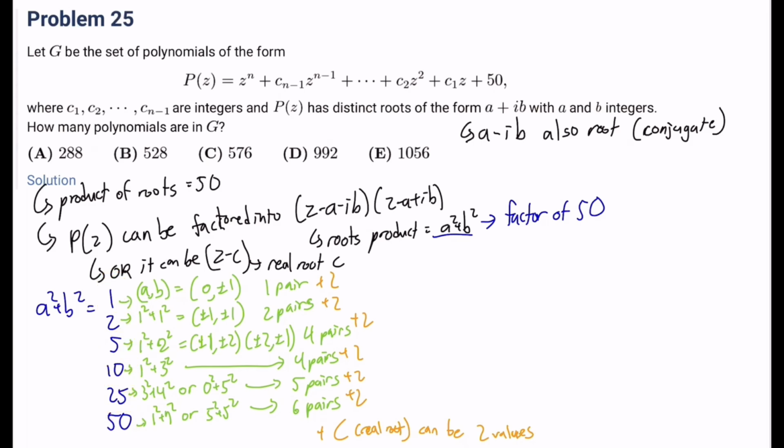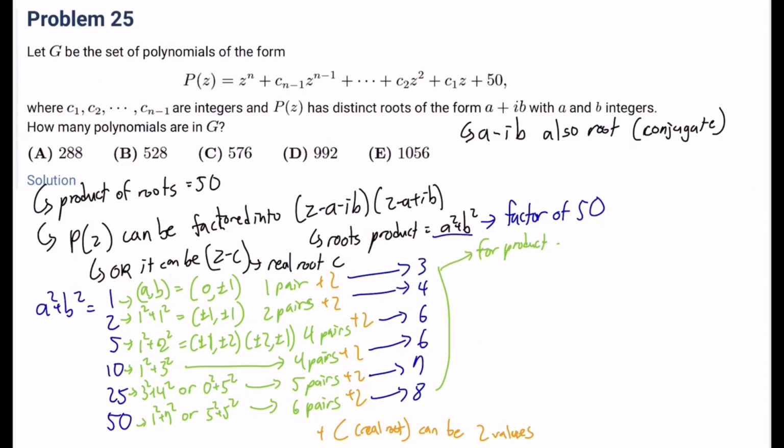And so these give us a total of 3. And then this gives us 4. This gives us 4 plus 2, that's 6. This gives us 6. This gives us 7. And this gives us 8. So now we have the numbers 3, 4, 6, 6, 7, and 8. But this is not all, because for the product of all roots to be 50, we have to multiply some of these things to make 50.